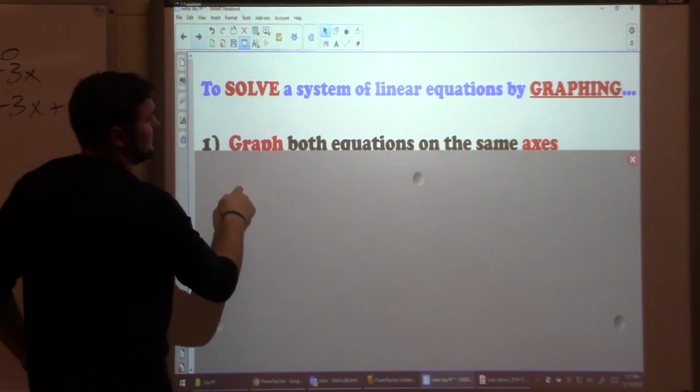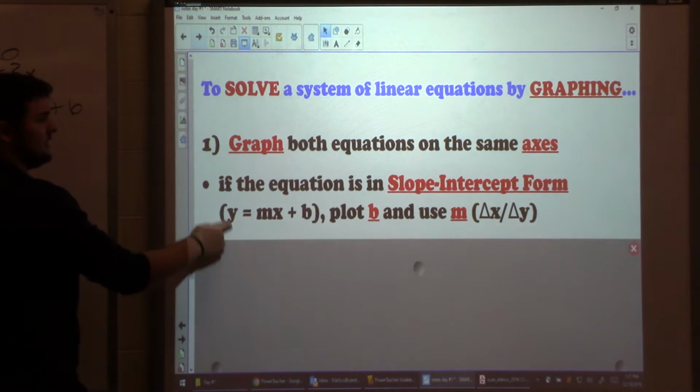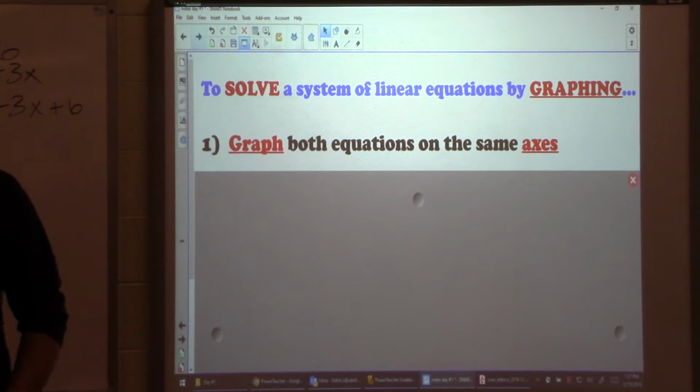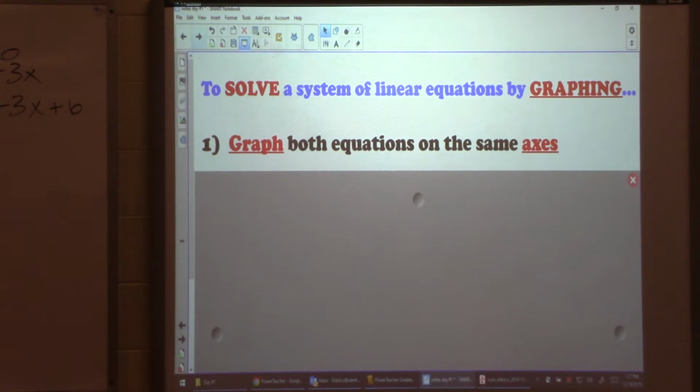So, to solve a system of linear equations by graphing, here are your fill in the blanks. Graph both equations on the same axes, or on the same coordinate plane. Right? Put them on the same graph. We just did that a little bit with inequalities where we put 2 lines on the same graph. That's all we're going to do.